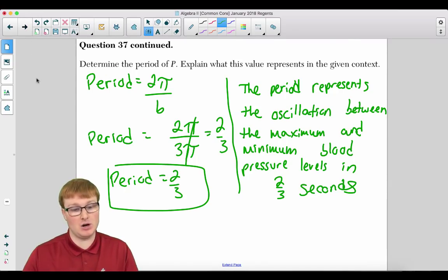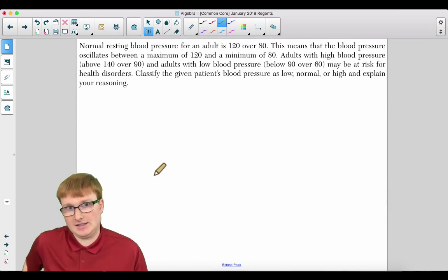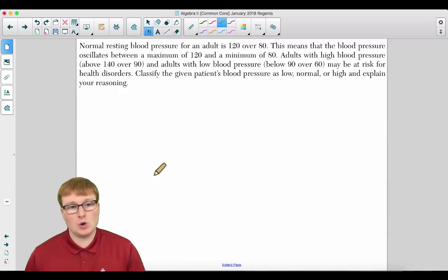Good. Final part. This is nice. This makes us feel real healthy. Honestly, I don't even know what my blood pressure is. I should know because I'm getting older.